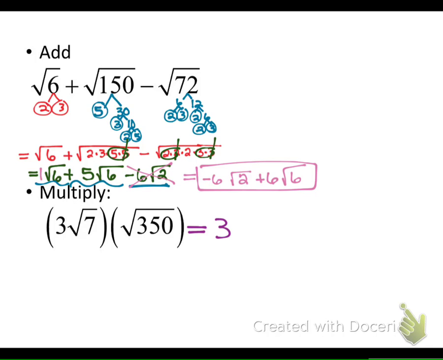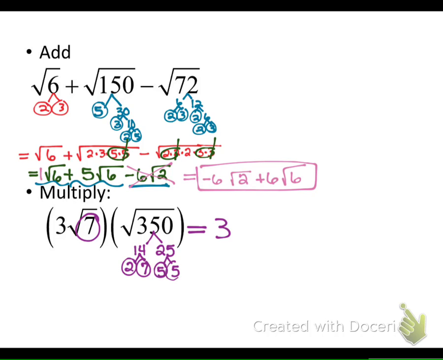Then I factor my radicands. Can I factor the 7? No, it's prime. So I'm going to circle that because I am going to use that number. Then I'm going to factor my next radicand, 350. What 2 numbers can I multiply together to get 350? 14 and 25. Okay. And then what for 14? 2 times 7. Yeah. And then for 25, 5 times 5.